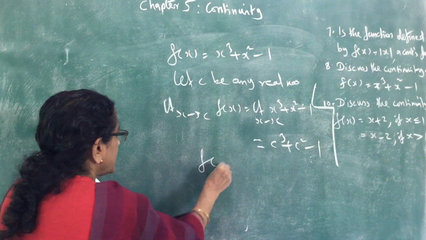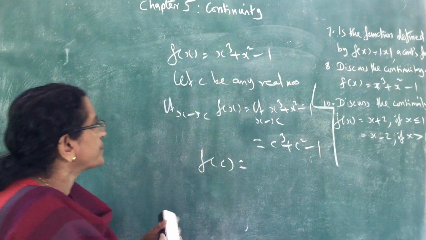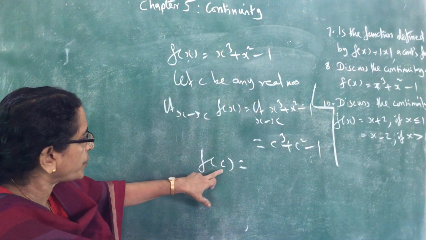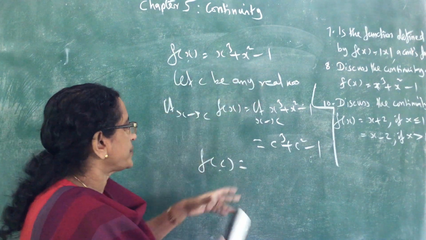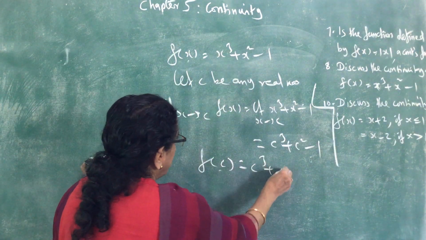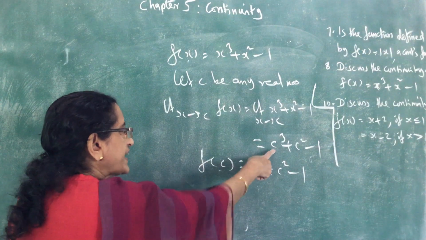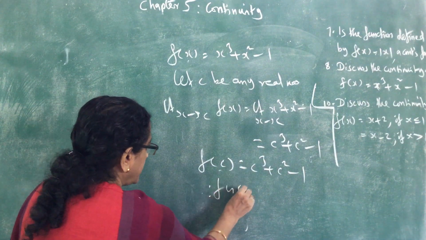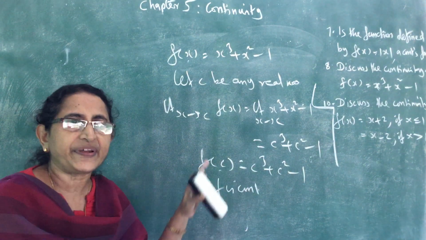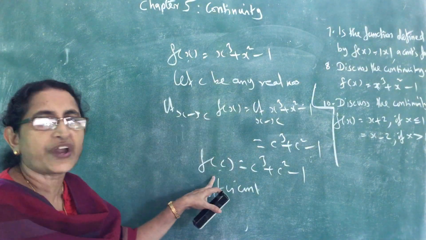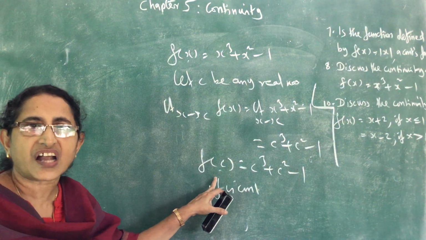Now what is f of C? f of C equals, what is the value of the function f of x when x equals C? In the place of x, we substitute C. So C cube plus C square minus 1. Both are equal. Therefore f is continuous. So you have to write limit x tends to C of f of x equals f of C. Therefore the function is continuous.